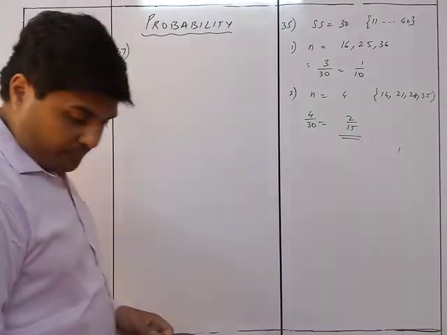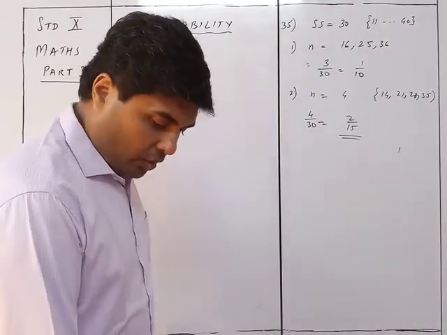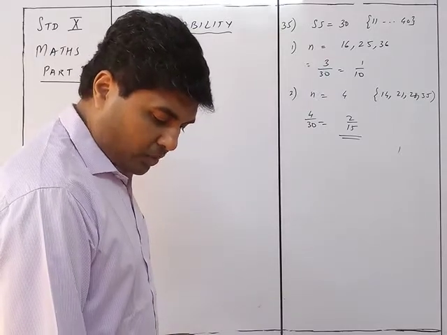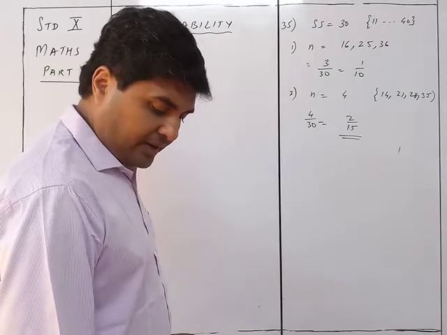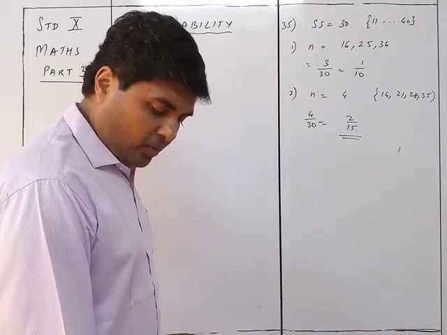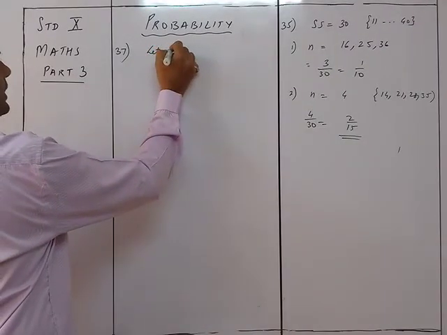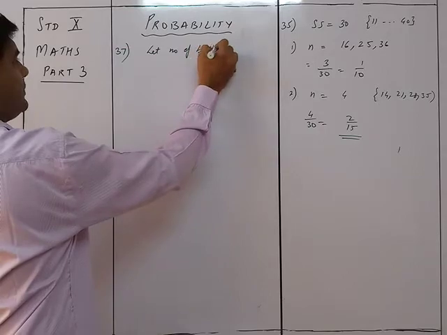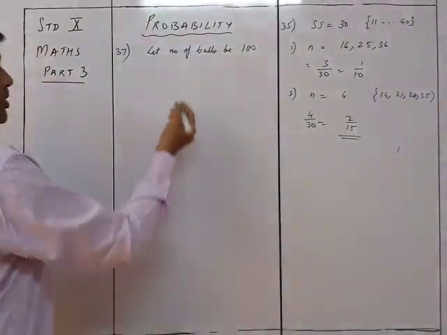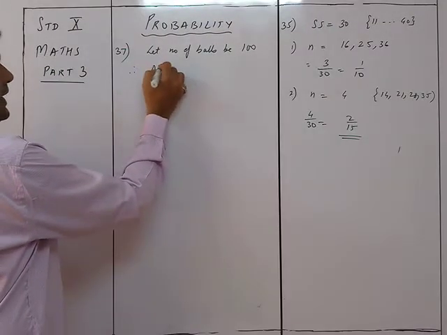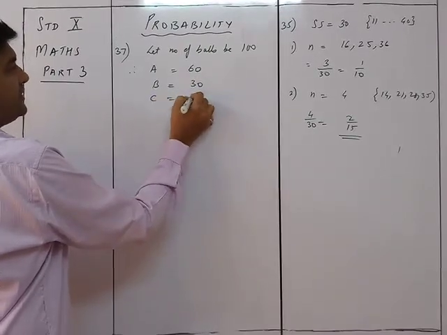A box contains a certain number of balls. On each of the 60% balls, a letter A is marked. On each of the 30% balls, letter B is marked. And on each of the remaining balls, letter C is marked. So let the number of balls be 100. Why? Because percentage is given, so it will be easy. Therefore, A is equal to 60, B is equal to 30, and C is equal to 10.